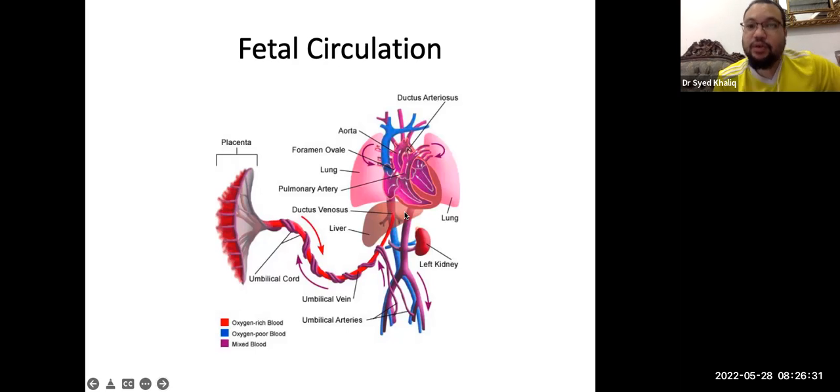Ductus arteriosus connects between the pulmonary vein to the aorta. So this blood is then circulated through your body. Why? Because it bypasses the lungs.